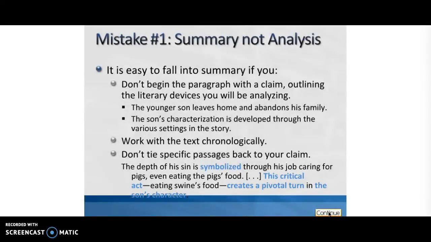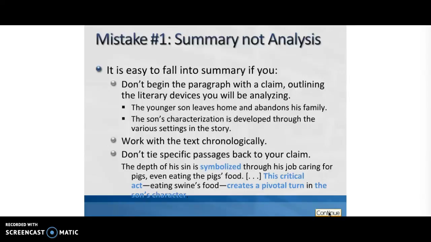I probably sounded a bit harsh in that last slide as I talked about the writer's mistake of offering plot summary rather than analysis. In the writer's defense, it's easy to fall into summary. So how can you tell if you're moving to summary rather than analysis in your essay? First, look at your paragraph topic sentences. Does each topic sentence answer the question, how does A accomplish B? Look at the first 2 examples of topic sentences on the slide.